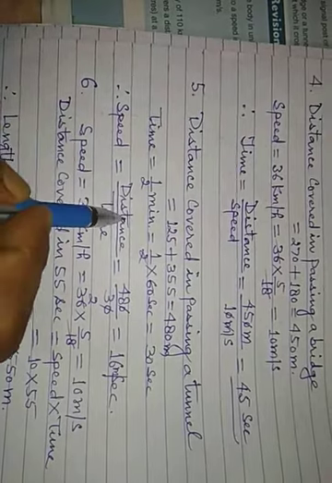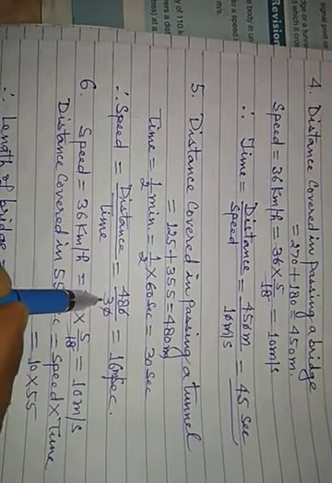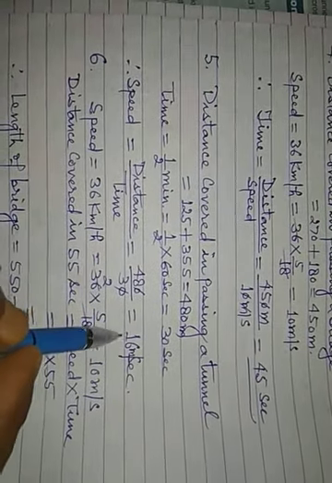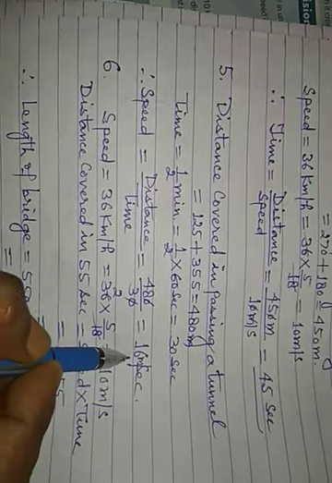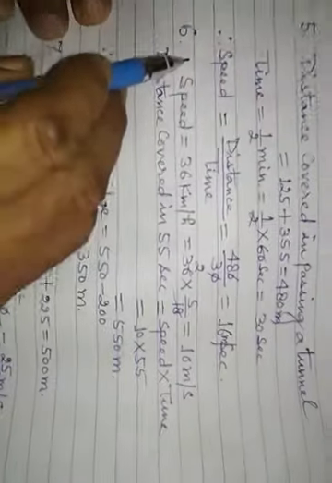So speed is equal to distance upon time. So distance is 480 upon time is 30. So 0 and 0 will cancel. 3 can divide 48. You will get 16 meter per second. 16 meter per second.